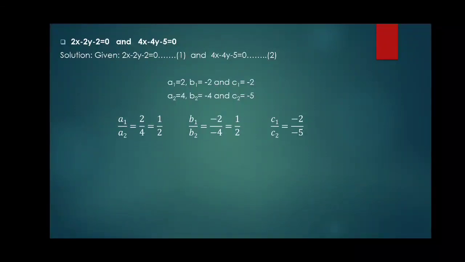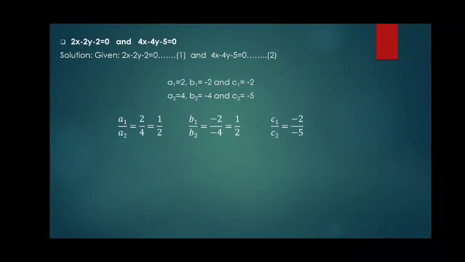So the ratio a1 by a2 is equal to 2 by 4, which is equal to 1 by 2. Similarly, b1 by b2 is equal to minus 2 by minus 4. Minus minus cancels out each other. What we have is 1 by 2. And lastly we have c1 by c2, which is equal to minus 2 by minus 5. Minus minus cancels out each other. We get 2 by 5.